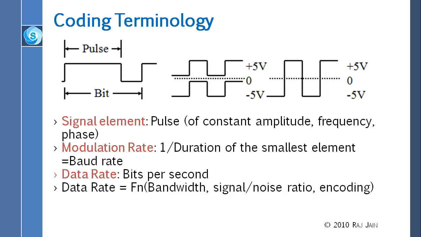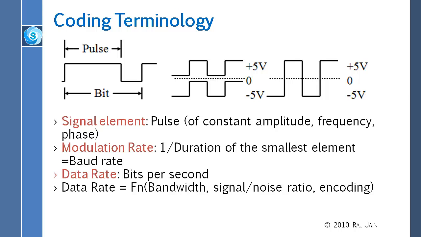And the smallest element that has to be measured, because if you are going to send +5 volt and -5 volt, the receiver has to figure out whether it is +5 volt or -5 volt. The time it gets to figure that out depends upon how long that signal stays at that value. The time for which the signal stays at that value is called the signal element, and that is called the baud, actually. That is called the baud rate.